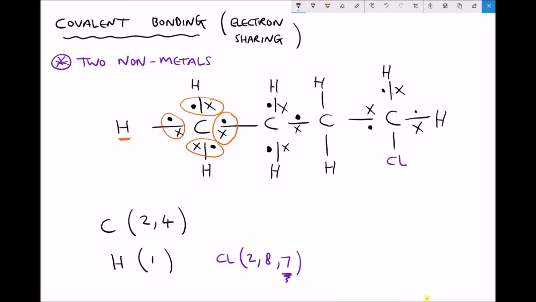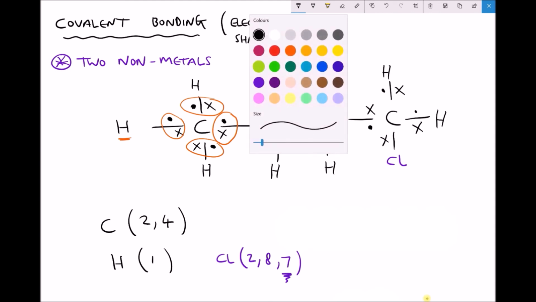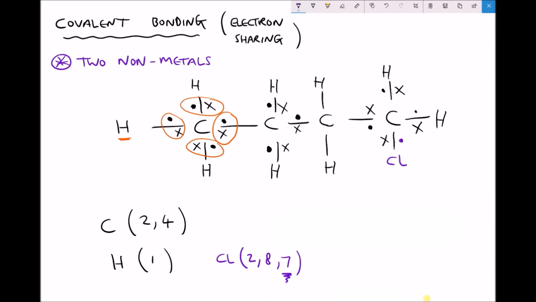And what also happens is the carbon shares an electron with the chlorine. Bear in mind, chlorine has 7 electrons in its outer shell. We'll draw these. But by sharing the electron with the carbon, it now believes that it has 8 electrons in its outer shell. And this is the basis of all of the bonding within chains of polymers. The important thing to remember is that covalent bonding is electron sharing, and it occurs between two non-metals.